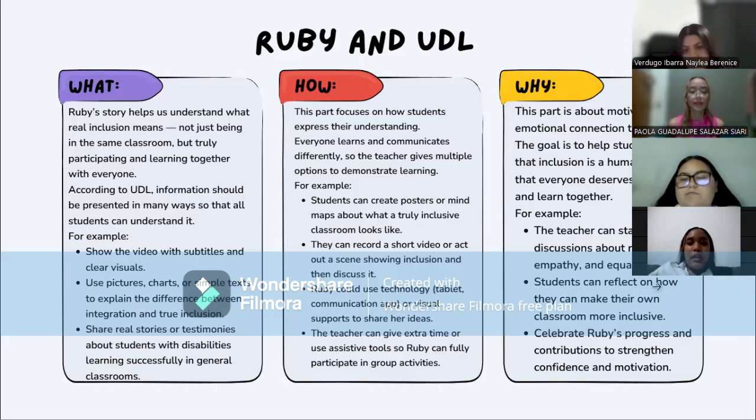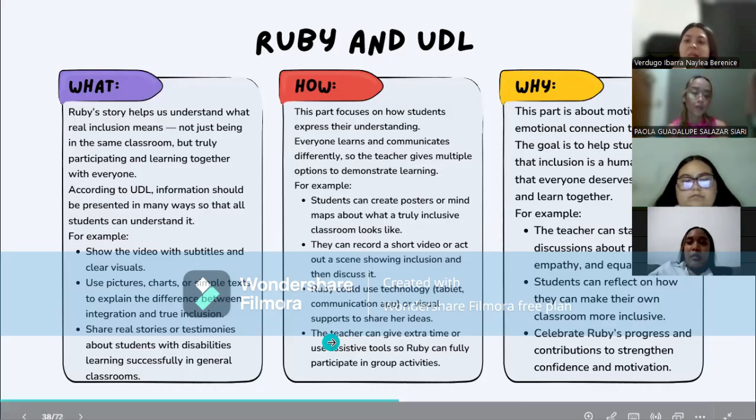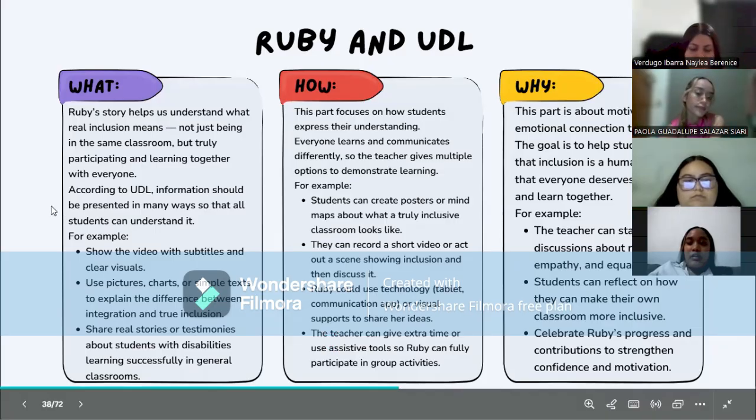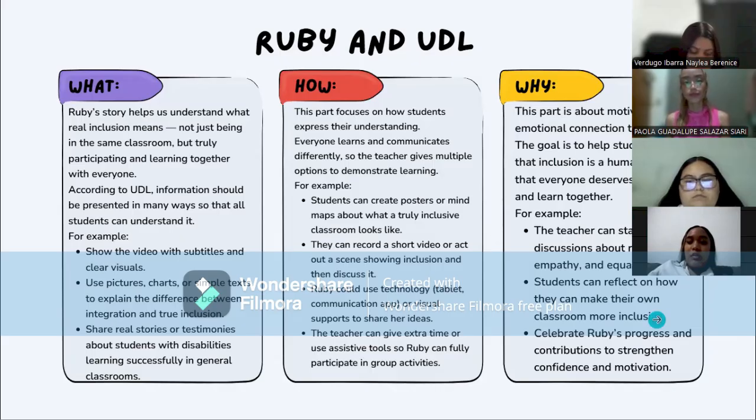And finally, why? This part is about motivation and emotional connection to learning. The goal is to help students see that inclusion is a human right and that everyone deserves to belong and learn together. For example, the teacher can start discussions about respect, empathy, and equality. Students can reflect on how they can make their own classroom more inclusive, and celebrate Ruby's progress and contributions to strengthen confidence and motivation.